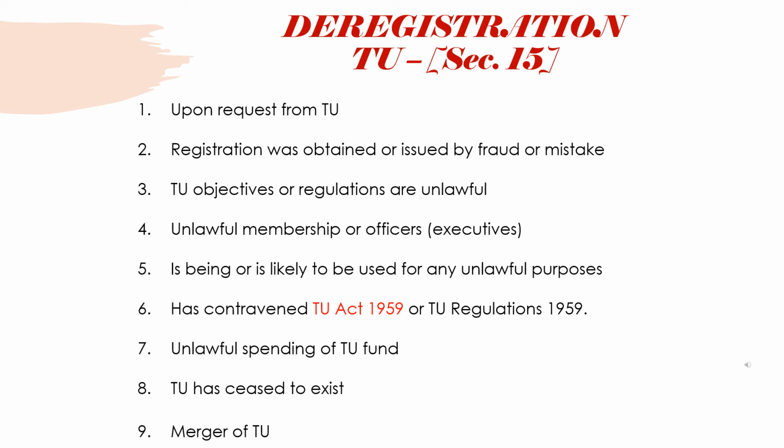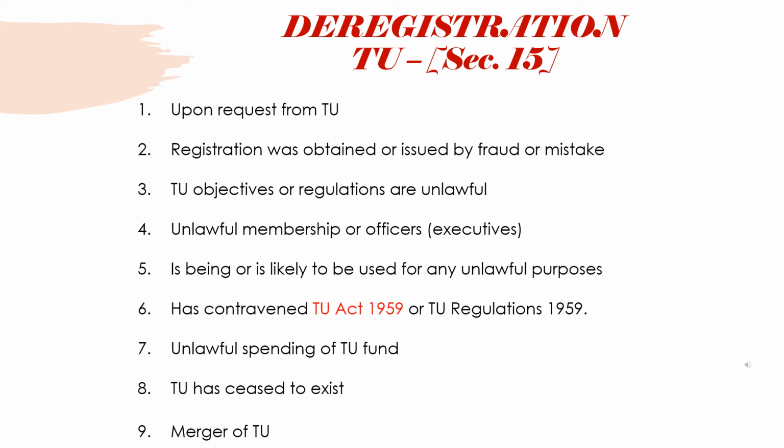The deregistration of a trade union is possible upon the following conditions. Number 1, upon request from the trade union. Number 2, registration was obtained or issued by fraud or mistake. And then it can be deregistered if trade union objectives or regulations are unlawful and if there are unlawful membership or officers.